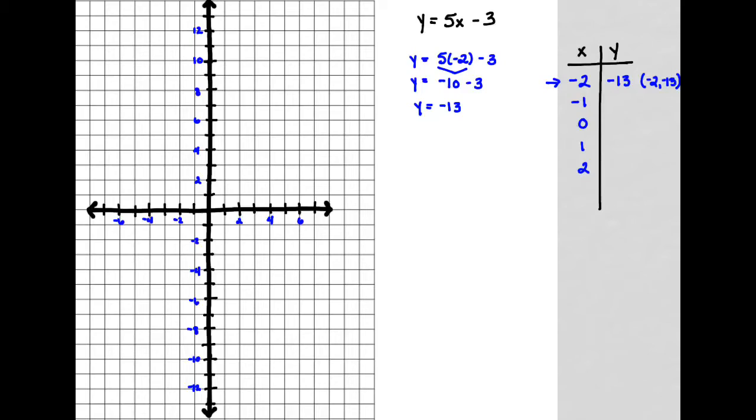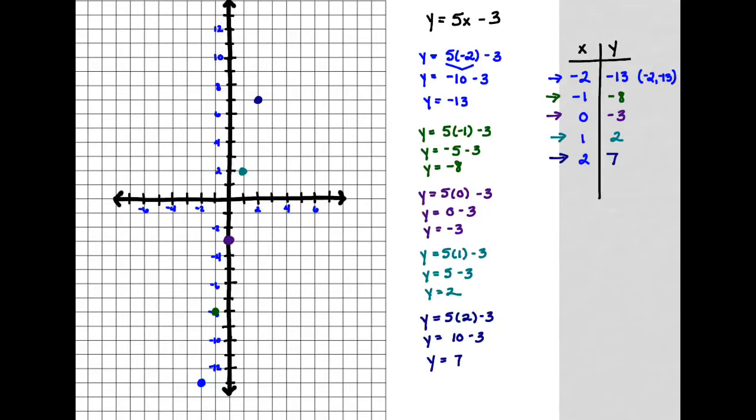Now I can come over to my graph on the left, and I can locate negative 2, and then locate negative 13. So that would be all the way down here. I'm going to make that point nice and big so we can see it. What I would like you to do is pause the video and continue to fill in the table. Once you're done, graph everything and then play the video to make sure that your result looks very similar to mine.